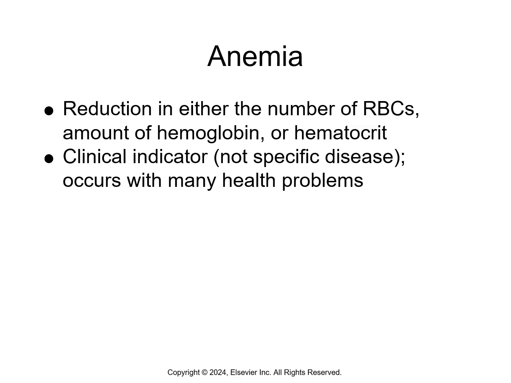So now we're going to talk about anemia, and that is a reduction in either the number of red blood cells, amount of hemoglobin, or hematocrit. A clinical indicator occurs with many health problems. So anemia means the body's basically running low on oxygen fuel, and that's why anemic patients are tired, weak, dizzy, short of breath, maybe pale. Because anemia decreases the oxygen delivery and it leads to tissue hypoxia.